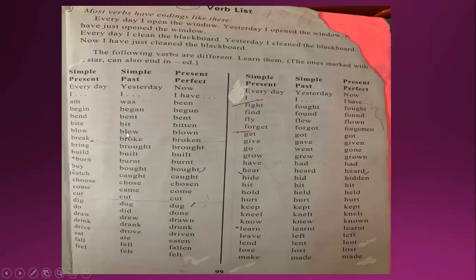Okay, children, understand? We use simple present, these words, when we talk about the present tense, about every day. Every day I come to school. Yesterday I came to school.